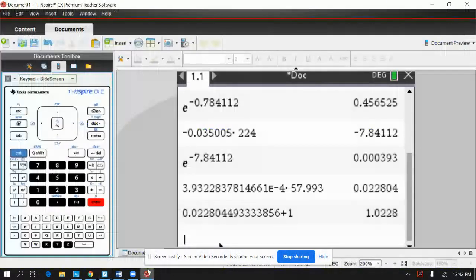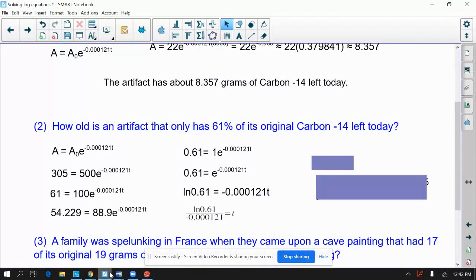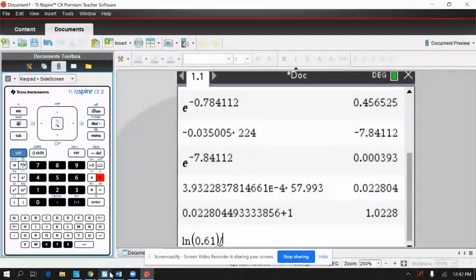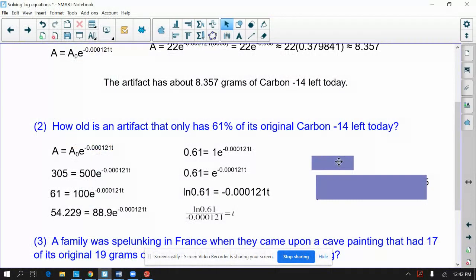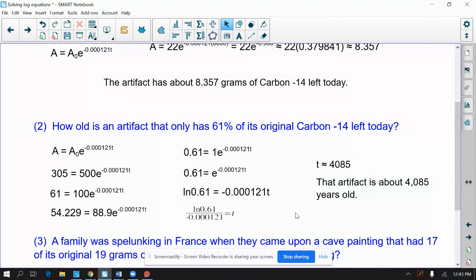But we had to evaluate that. So I go to my calculator, I find the natural log of 0.61 divided by negative 0.030121. 4,085. What does that mean? That means the artifact that you found in your backyard is 4,000 years old, so you could sell it for a lot of money.